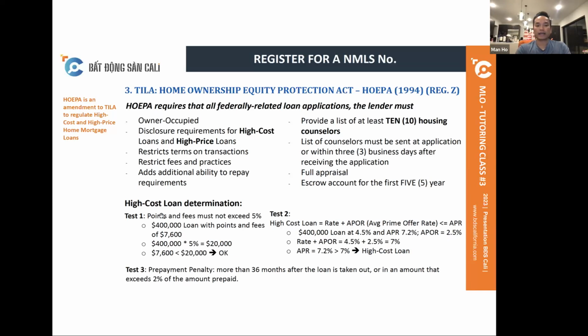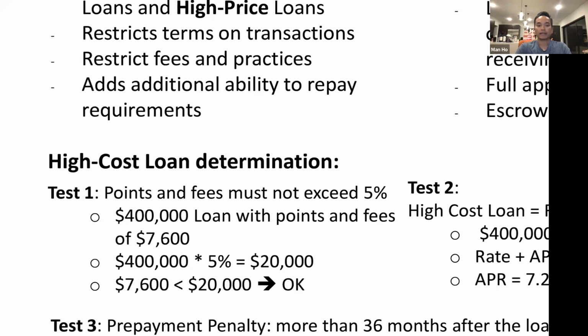Okay, so the high cost loan determination. How do you calculate the high cost loan? There are 3 tests that you can do to determine if a loan is a high cost loan. Okay, test number 1: points and fees must not exceed 5%. For example, a $400,000 loan with points and fees of $7,600, right?